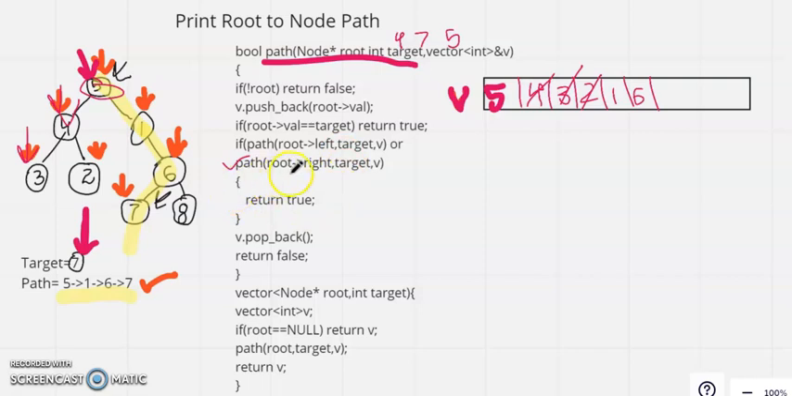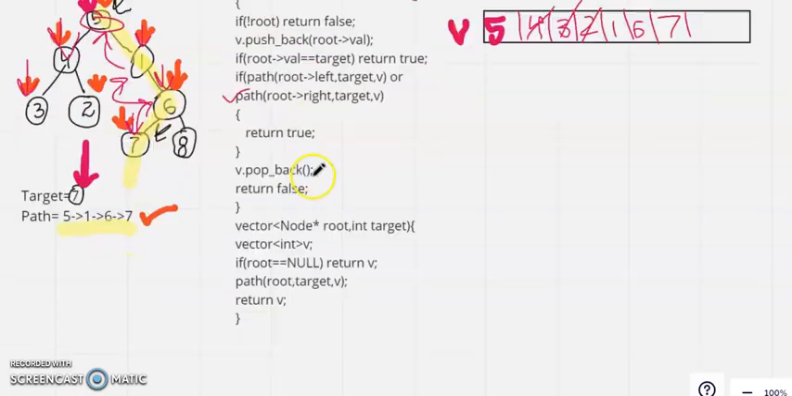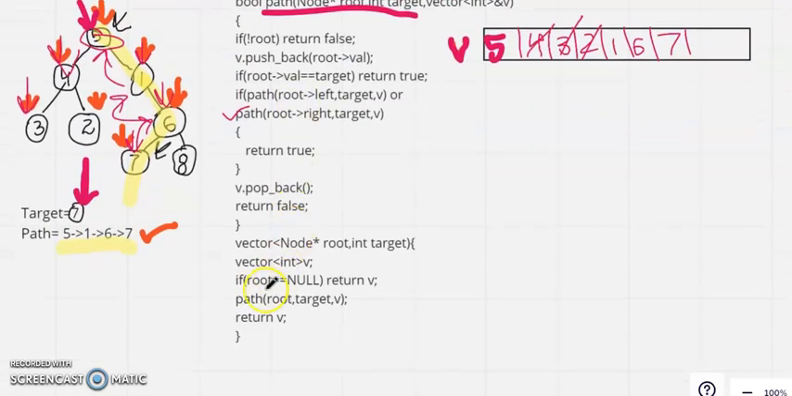Okay, now we move to the next, which is root's left, path of root's left, which is 7. Now we check if root's value is equal to target. Yes, 7 is equal to target, which is 7. Now we are returning true from there. So it returns true to this, it returns true to this, and it returns true to this. So eventually this function is returning true.